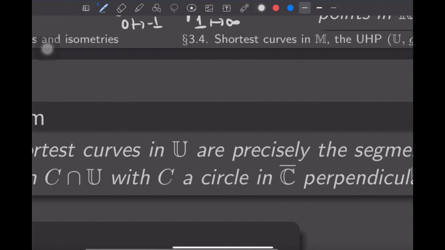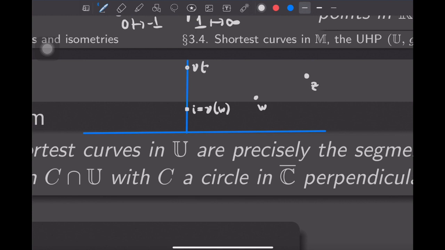take your two points, W and Z, right? And then let's say that here is the real axis, and here is the positive part of the imaginary axis. Now, with a Mobius transformation, nu, I can send them to I, and let's say nu of W, and whatever here is nu of Z, right? Now, between these two points, between the images, I know how to compute a shortest curve, namely just this Euclidean segment.